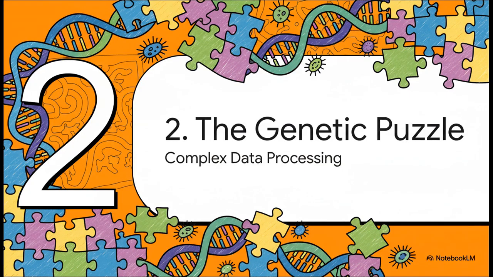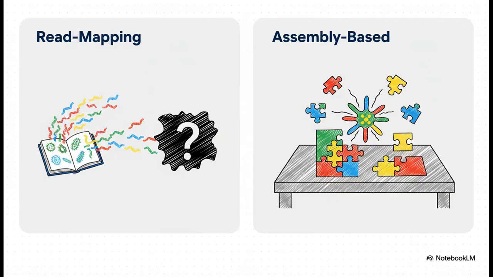So, this brings us to the genetic puzzle itself. Trying to analyze this jumbled up soup of DNA from thousands of different species all mixed together is insanely difficult. It's like trying to assemble a million different jigsaw puzzles that have all been dumped into the same box. To solve this genetic puzzle, scientists really have two main approaches. The first one, called read mapping, is kind of like looking for puzzle pieces that match the pictures on the few puzzle boxes you already own.